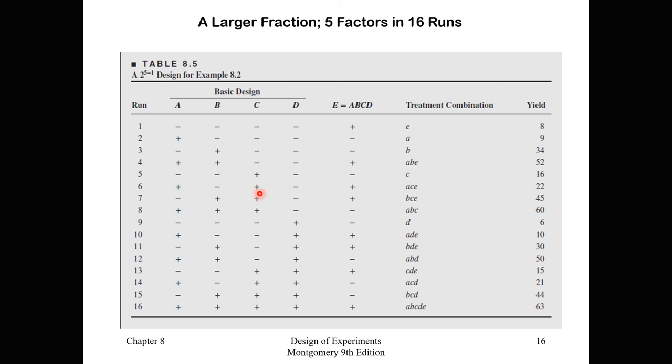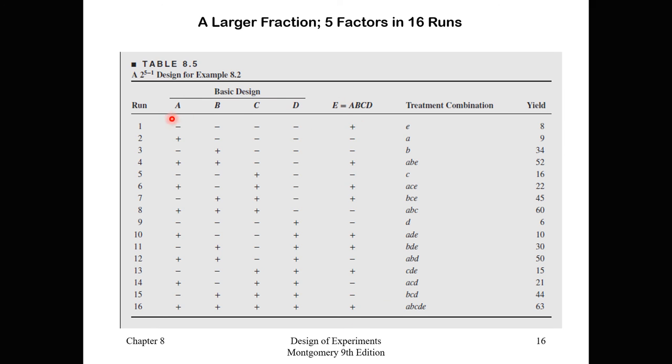So to do the 2 to the 5 minus 1, I do the subtraction problem, 5 minus 1, 2 to the 4. I do the full 2 to the 4, and then I use the defining relation I equals A, B, C, D, E to calculate the aliasing structure of the fifth factor, E. I find the alias for E is A, B, C, D. And then I can use this calculation to just multiply A times B times C times D, and that gives me each of the values of E.